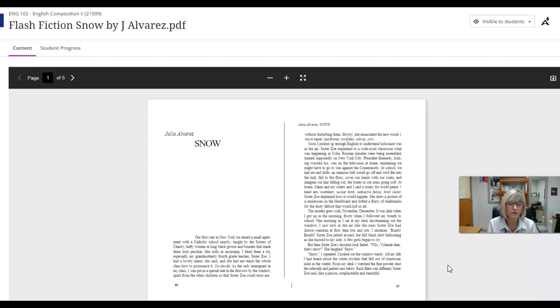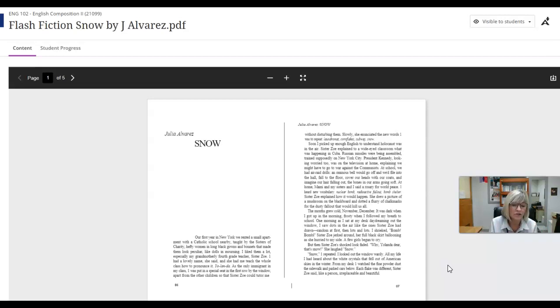Now, every story won't do this, but it is a clue. We had it repeated when the title is repeated in the story. That is a clue. The title of the story is Snow. Snow is the last word of the first paragraph. Okay. We come back and we look, and it's repeated again right at the end when Sister Zoe says, "Why, Yolanda, dear, that's snow." And it's repeated three words later. She laughed. Snow. Snow. I repeated. There it is, three times in a row.